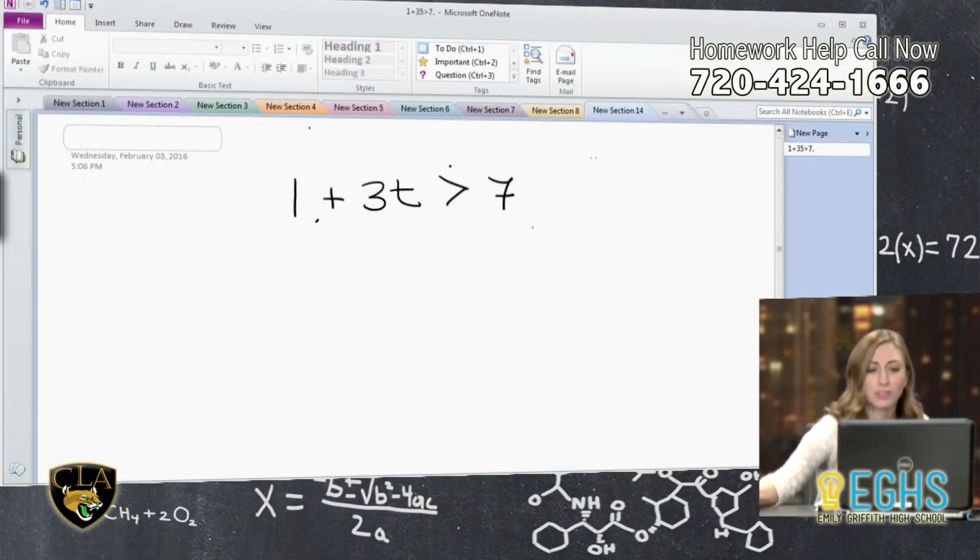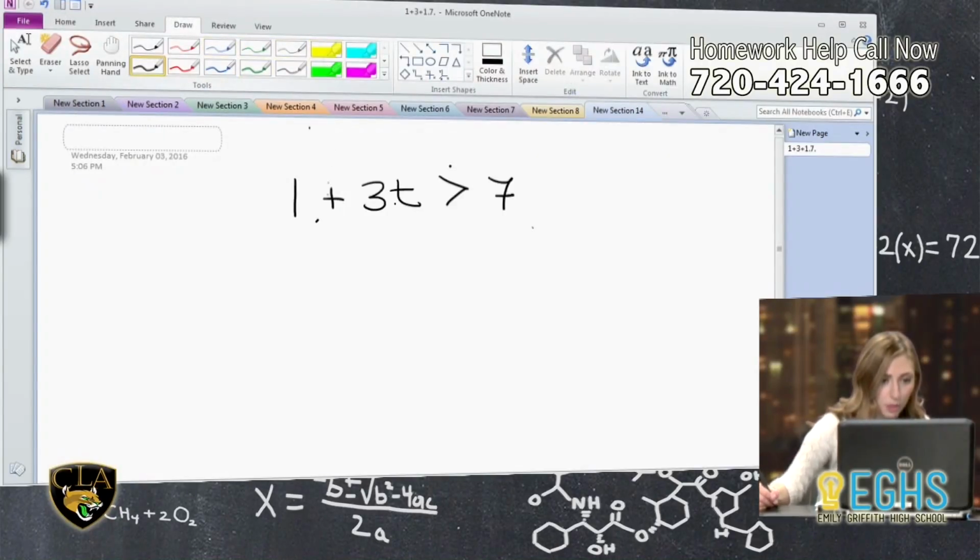So what we want to do is isolate that variable, isolate t, get it by itself. So we're going to undo all of the operations that are being applied to this t. If you think about it, at this point, we have addition being applied, and we have multiplication, so 3 times t. So we're just going to undo the addition, and we're going to undo the multiplication. We'll start with our addition. So we're going to start by subtracting 1 from both sides.